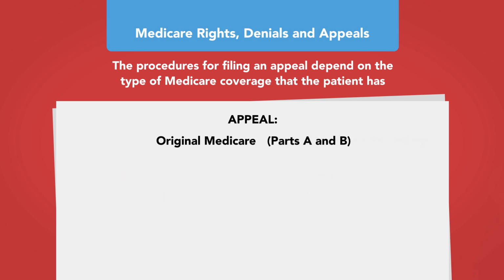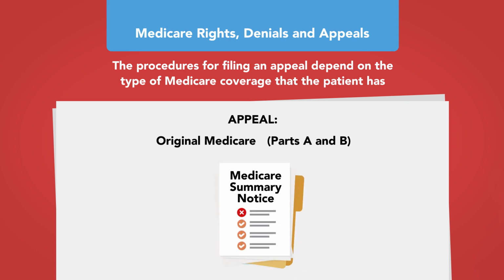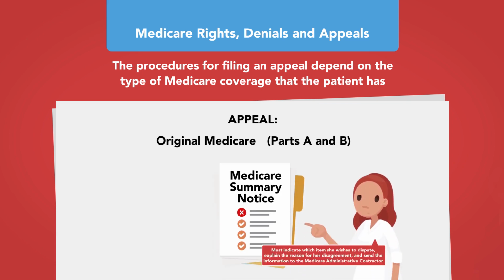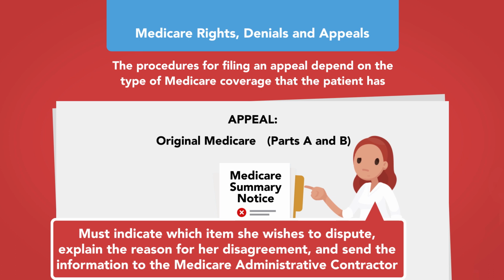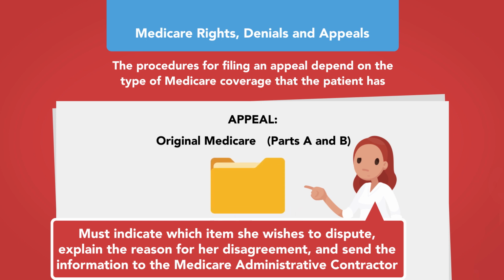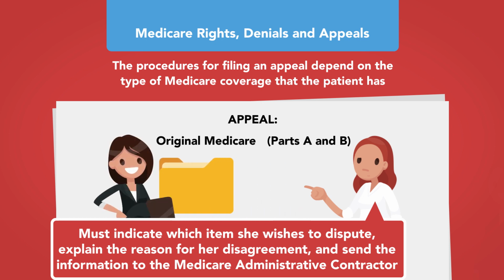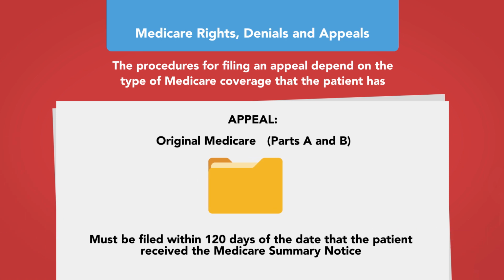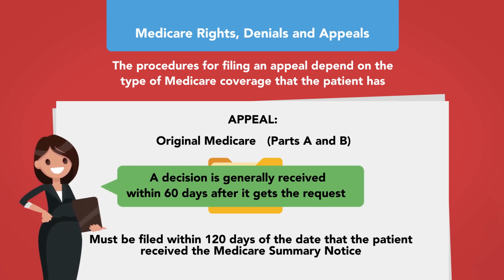For original Medicare, which is Parts A and B, the item under dispute will be identified in the Medicare Summary Notice. The patient must indicate which items she wishes to dispute, explain the reason for her disagreement, and send the information to the Medicare Administrative Contractor. The appeal must be filed within 120 days of the date that the patient received the Medicare Summary Notice. A decision is generally received from the coordinator within 60 days after it gets the request.